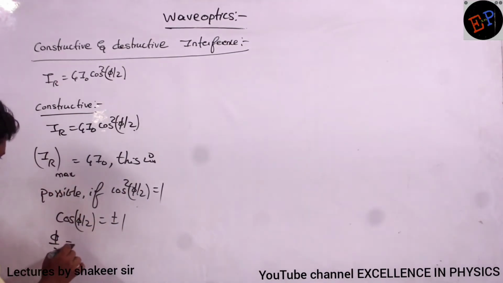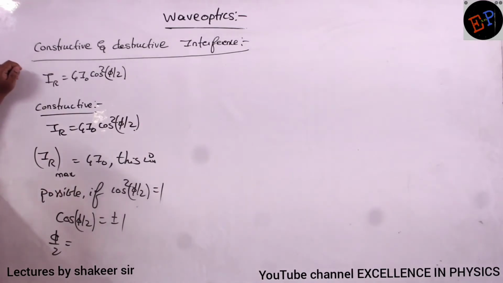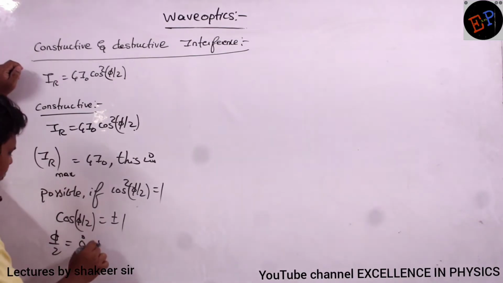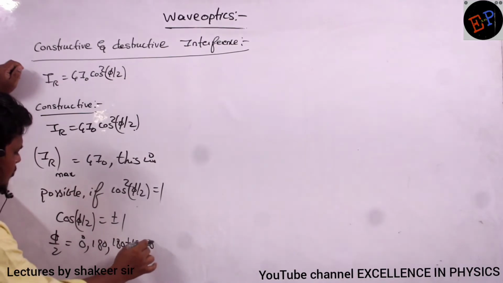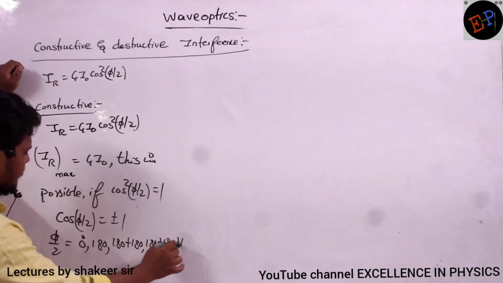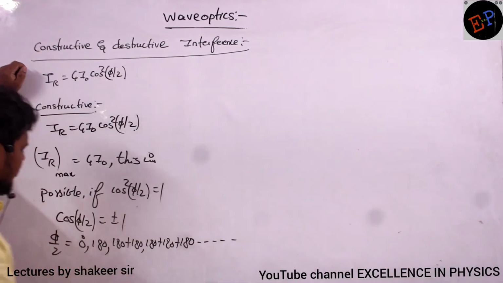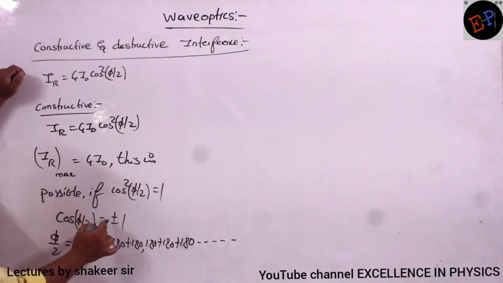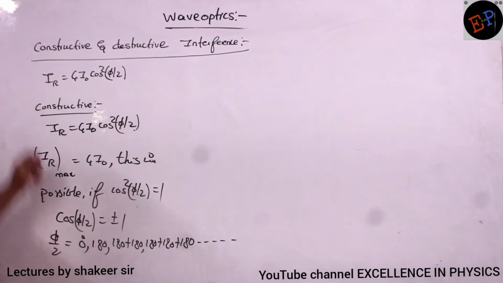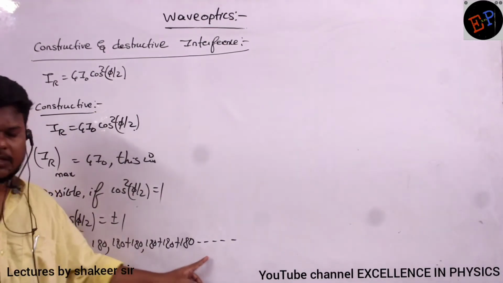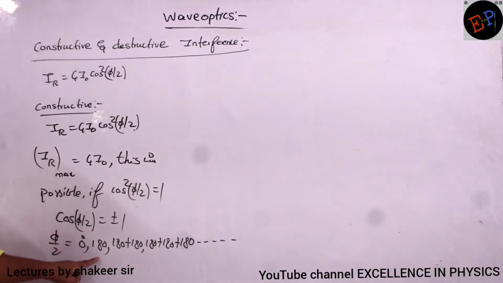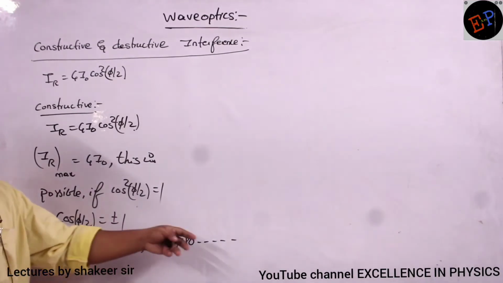Cos 0 is 1, so 0 degrees. Cos 180 is minus 1, so 180 degrees. Then again 180 plus 180, then 180 plus 180 plus 180. For these angles continuously, cos values will become plus 1, minus 1, plus 1, minus 1. So for every change of 180 degrees, it changes from plus 1 to minus 1. Cos 0 is plus 1, cos 180 is minus 1, cos 2 pi is plus 1, cos 360 plus 180 is minus 1. Like this it goes on.